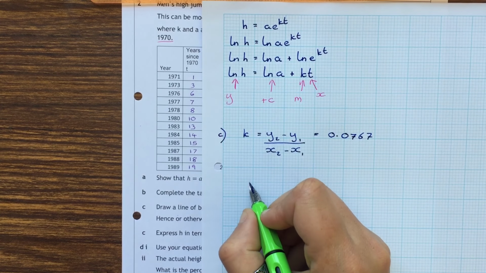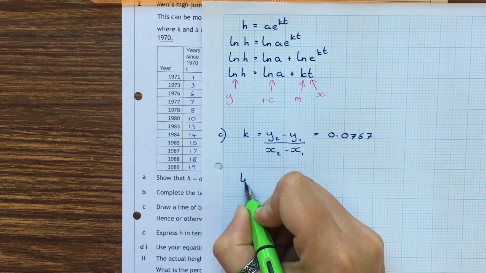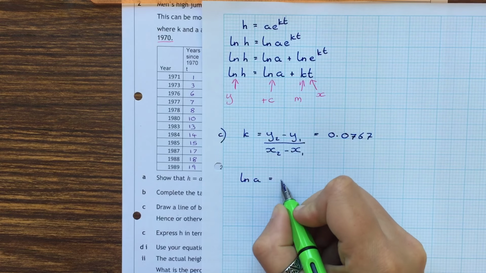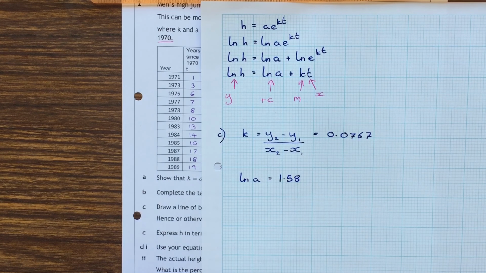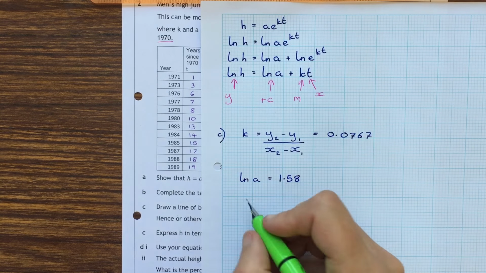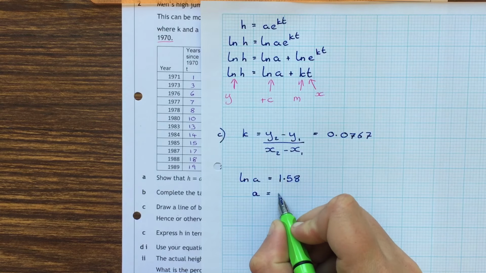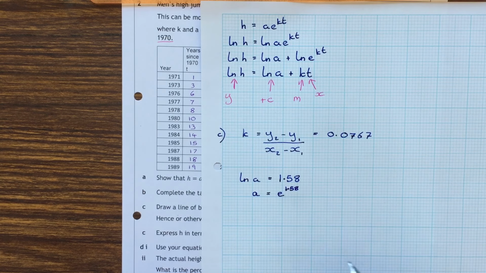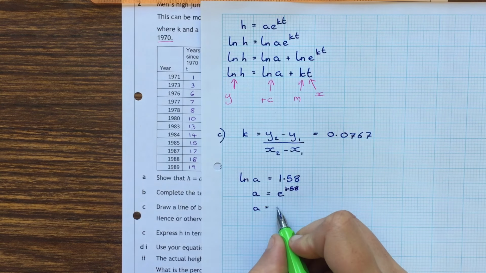The other thing that we're asked to find out is a value of a. Now our intercept is going to be ln a, and reading that off the graph, it comes in at about 1.58. So if we want to know what a is, that's going to be e to the power of that, and then we can have a value for a.